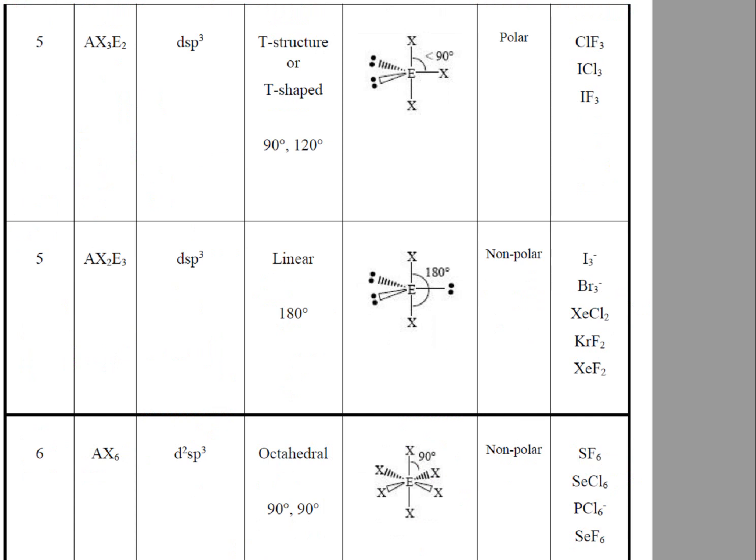Here, it's AX3E2, meaning the central atom is surrounded with 3 other atoms, X3, and E2, 2 lone pairs of electrons. The molecule will be T-shaped. Type of hybridization is 1, 2, 3, 4, 5, so dsp3. It will be polar because the dipoles will not cancel. Okay, and the molecule will not be trigonal bipyramid, and instead it will be a T shape.